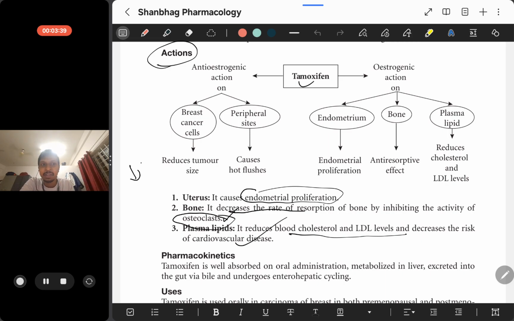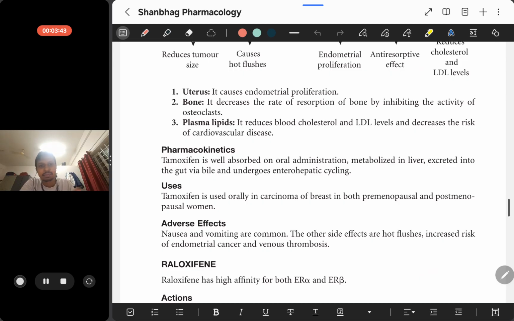Now let us see the pharmacokinetics. Tamoxifen is well absorbed on oral administration. It is metabolized in the liver, excreted into the gut via bile, and undergoes enterohepatic cycling. Here we need to note that it is metabolized in the liver as well as undergoes enterohepatic cycling.